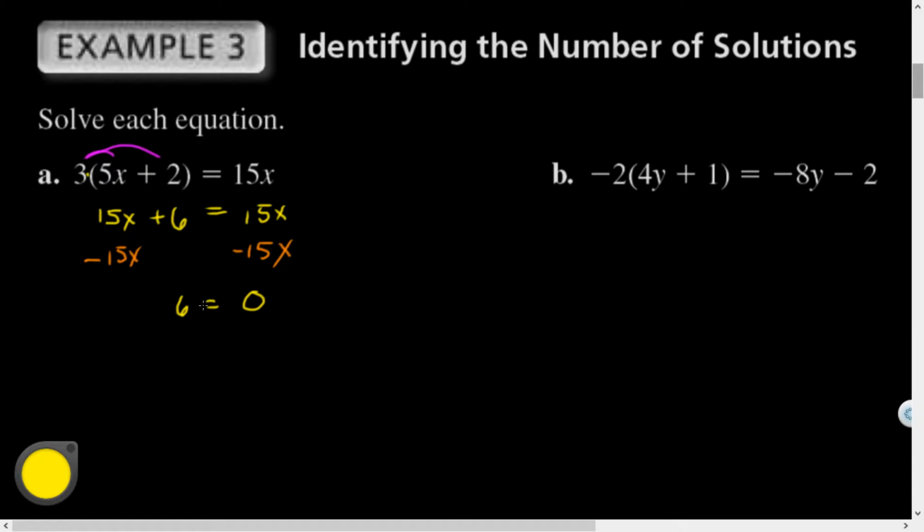So question, is this a true or false statement? Oh yeah, false. That is not true, right? That is false. So it's a false statement. And what this is telling me is that no matter what number I plug in for x here, this equation is never going to be true.